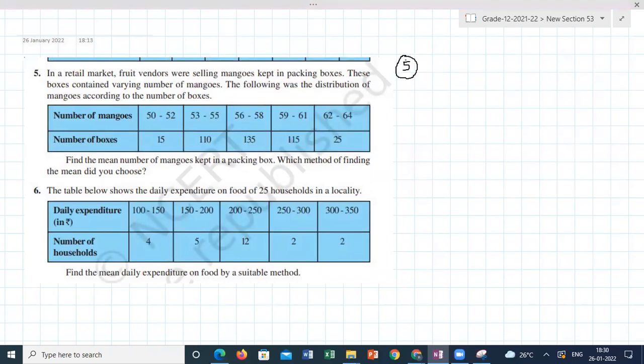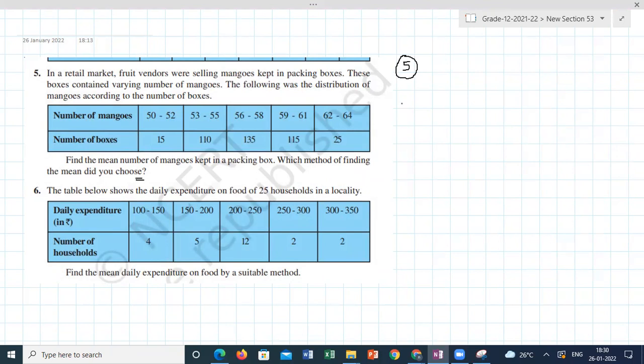Fifth question. In a retail market, fruit vendors are selling mangoes kept in packing boxes. These boxes contain various numbers of mangoes. The following is the distribution. Find the mean number of mangoes. Which method of finding the mean do you choose? The question is just asking what method you are using.